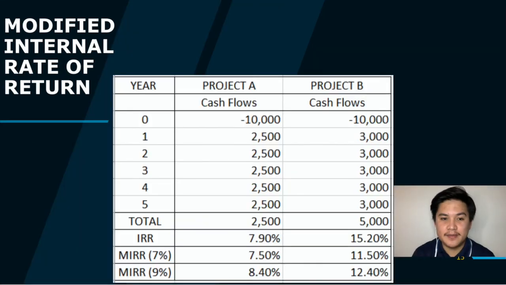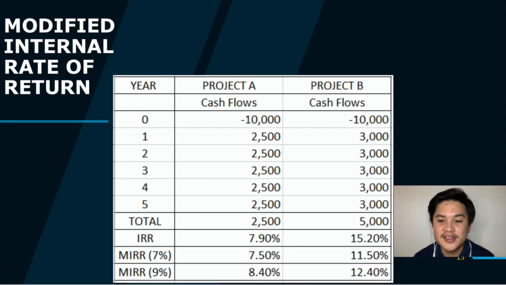So here is an example of how we can use the MIRR method in capital budgeting decision making. In here, the analysis of cash flows for two projects, or two 10,000 peso investments. The modified internal rate of return for two 10,000 peso investments with annual cash flows of 2,500 and 3,000 is shown in our example. The internal rates of return for the projects are 7.9% and 15.2% respectively.